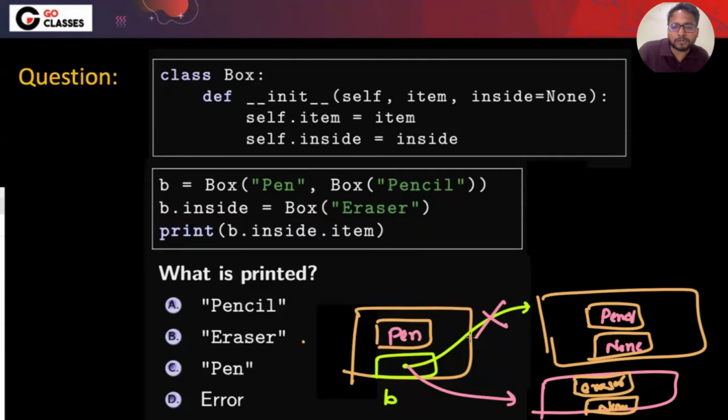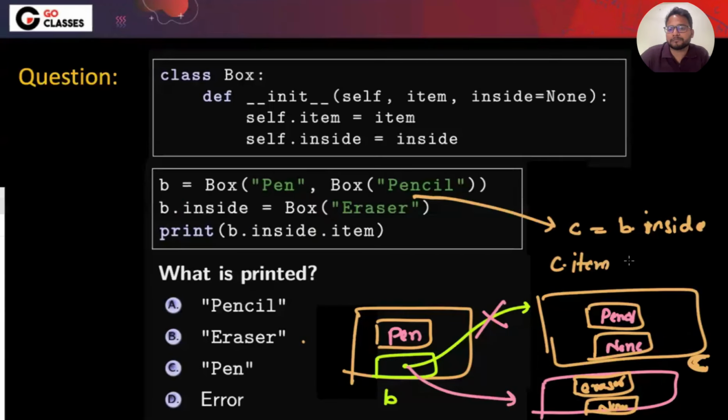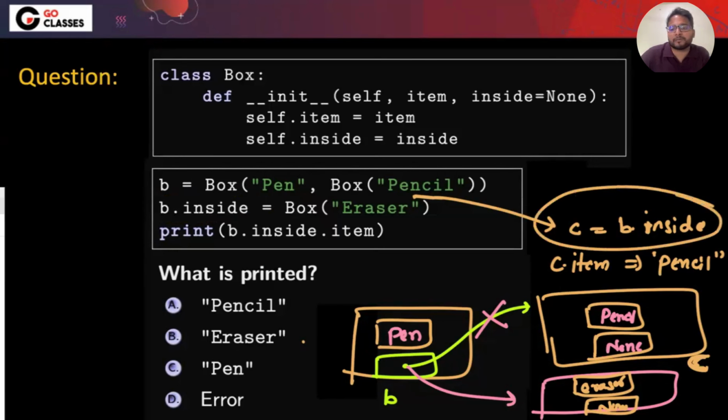Suppose if I want to use this box later on also, then before modifying this b dot inside, I have to first write, let's suppose, c equal to b dot inside. I mean, I have to first store this value into c. Now, using c, I can access it. For example, c dot item is pencil. So before I modify b dot inside, before I change its value, I can store that in some other variable. Otherwise, I will not be able to access this box.